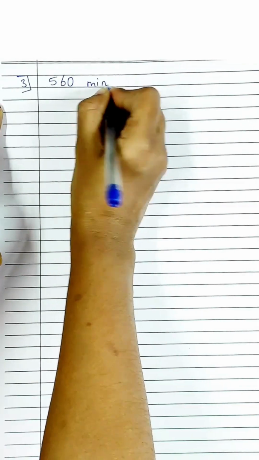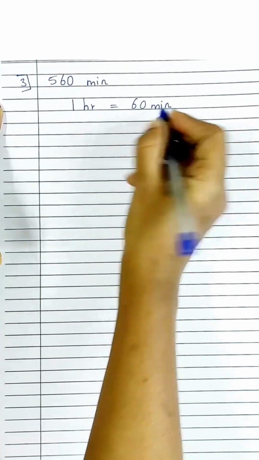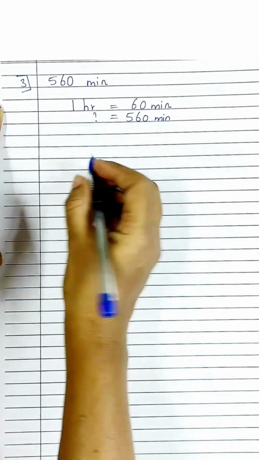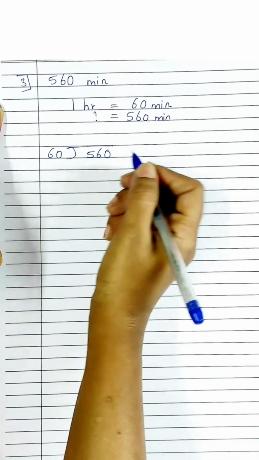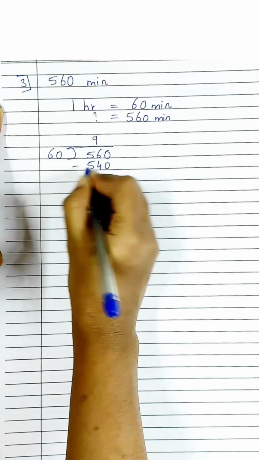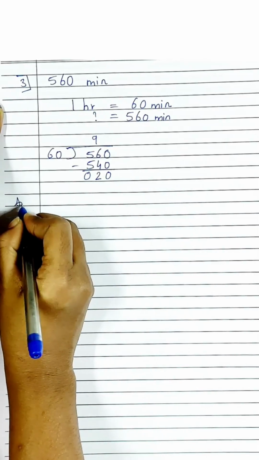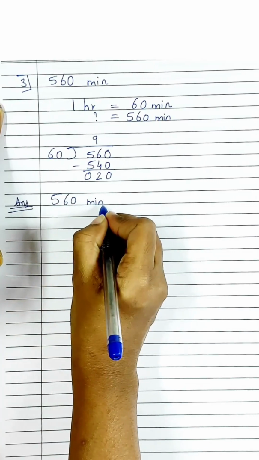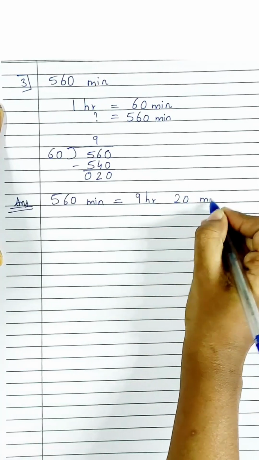560 minutes. Again, 1 hour is equals to 60 minutes. So, if they give you 560 minutes, so what is the hour? Simply, you have to divide 560 by 60. So, 60 9s are 540. So, what is your answer? Your remainder is 20. So, how you will answer the question? 560 minutes is equals to 9 hours 20 minutes.